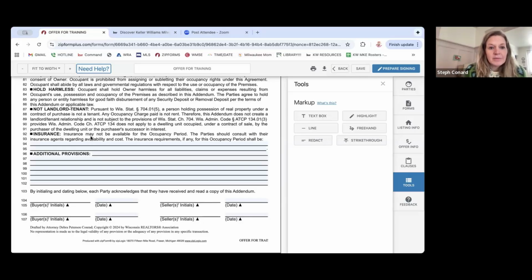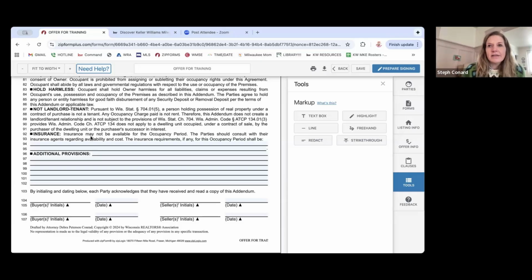Insurance. So insurance may not be available for the occupancy period. The parties should consult with their insurance agents regarding availability and cost. The insurance requirements, if any, for this occupancy period shall be blank. So I would again consult with an insurance agent on what a typical post-close occupancy insurance provision might look like.